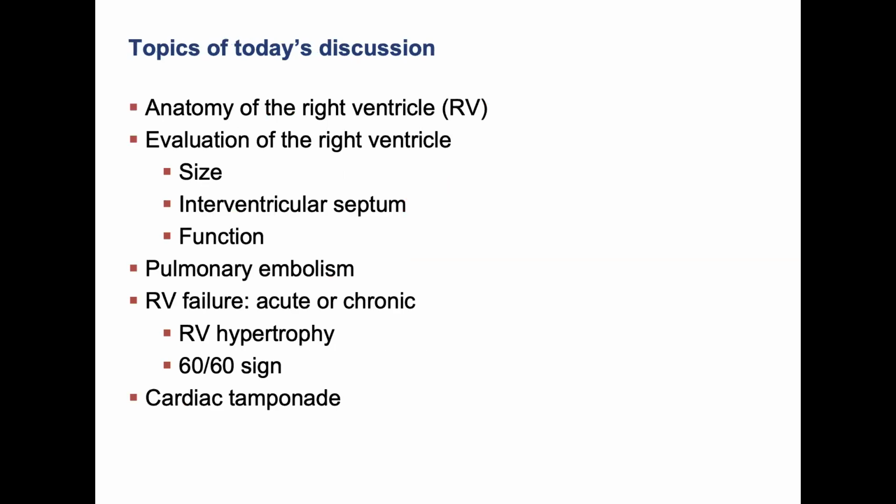So, today we're going to talk about the anatomy of the right ventricle. We'll talk about how we evaluate the right ventricle, and here we will look at three things: size, interventricular septum, and function. We'll talk about PE, pulmonary embolism, and RV failure. How do you tell if it's acute or chronic? Talking about RV hypertrophy and the 60-60 sign. And then we'll end with talking about cardiac tamponade.